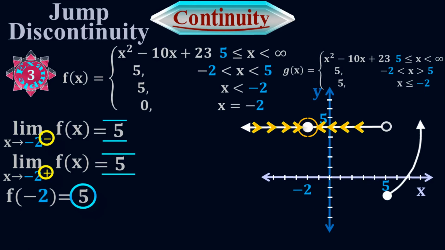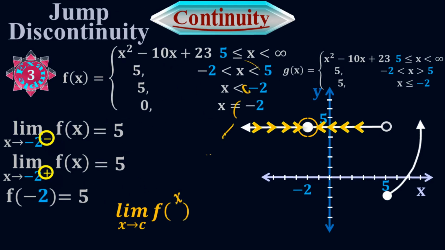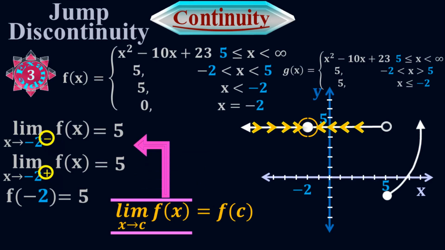Now according to continuity, if the regular limit equals the actual value, then the function is a continuous function. Remember, when you go back to the definition, we had this formula: the limit of f of x where x approaches c equals f of c. The limit of f of x where x approaches c is my regular limit. It is 5. f of c is my actual value, which is also 5. Since the left-hand side limit equals the right-hand side limit, my regular limit is also 5. Regular limit is 5, actual value is 5.